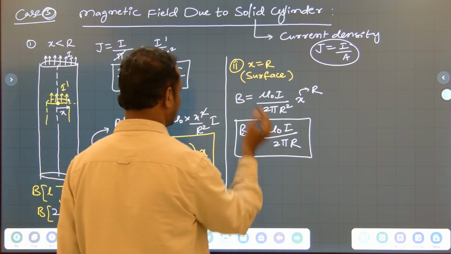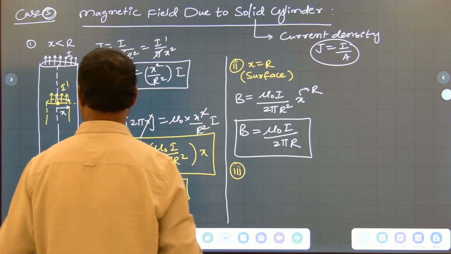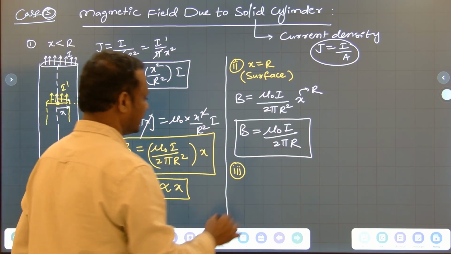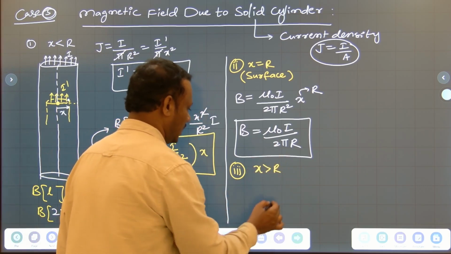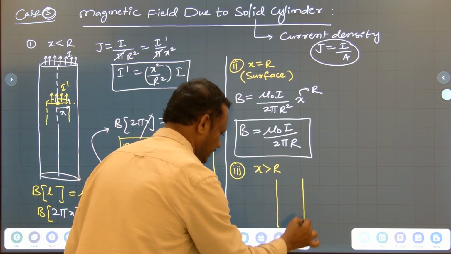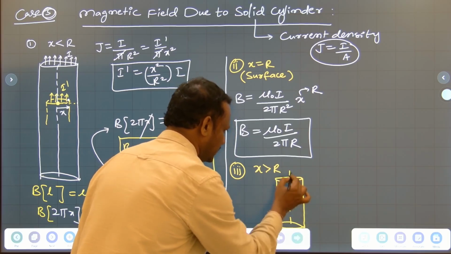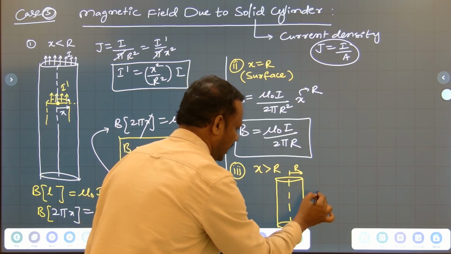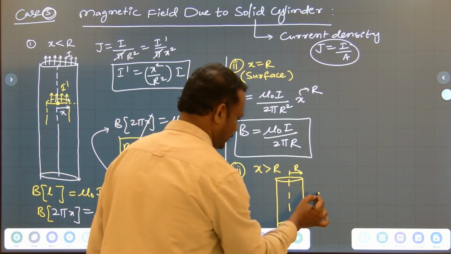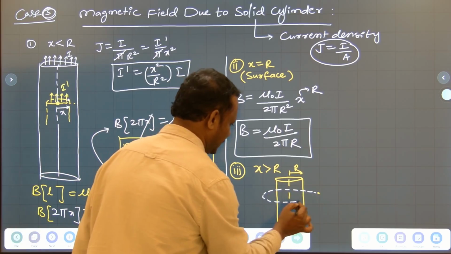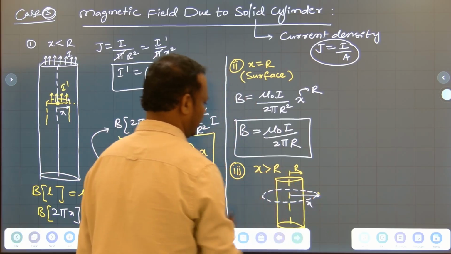Next, the third case: X is greater than R. How do we take this? I have taken it as a cylinder, with this as the axis and this as R. I want to know the field at this position, on this Amperian surface. This is X, and X is greater than R.